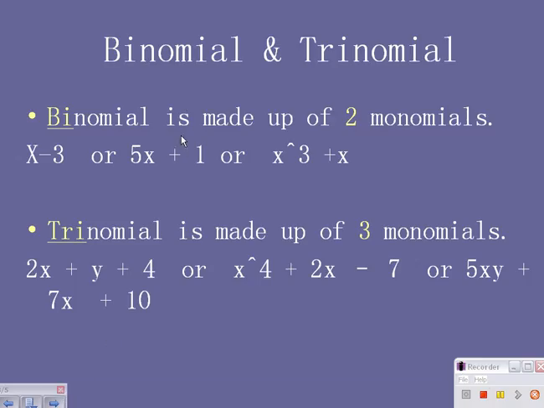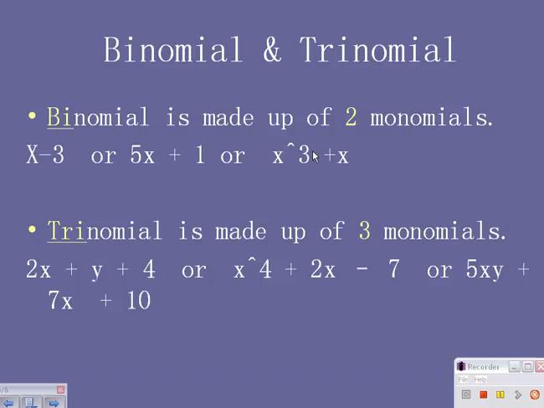The last two examples we listed have another special name, a binomial and a trinomial. A binomial, bi means two, so they have two monomials. For example, x and 3 are both monomials. However, x minus 3, since there's two monomials, you would call it a binomial. There's two terms here. Or 5x plus 1. Here's a monomial, here's a monomial. Two of them makes a binomial.